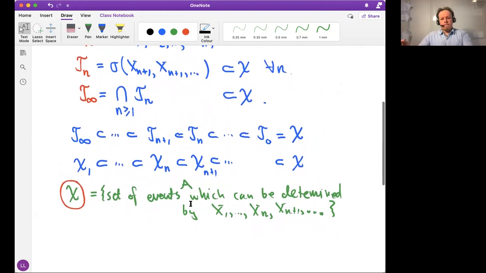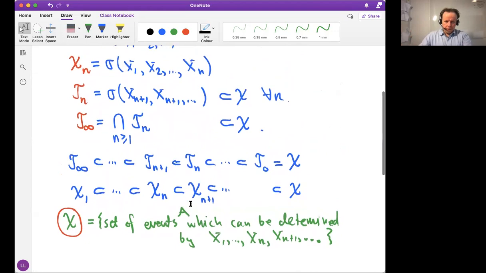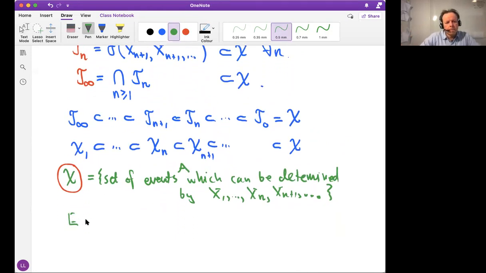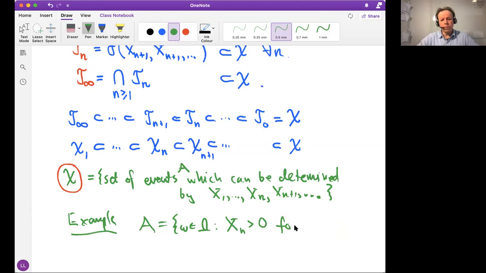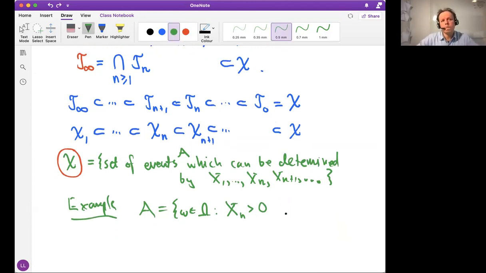And okay, for example, think about this event. Let's think about some event. What would be an example? Let's look at an event omega such that, let's say, X_n is bigger than 0 for some n. No, let's say for infinitely many n. Okay. No, wait. Let's put some n. Yeah, let's put for some n. So what can we say about this type of event?